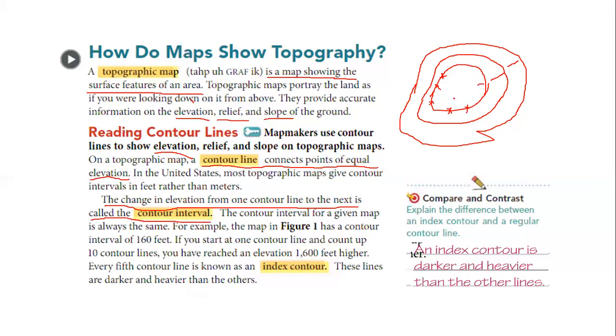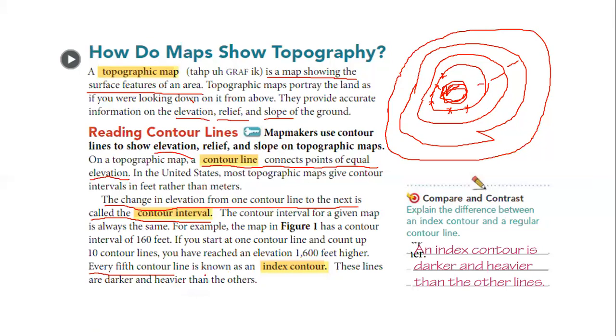As I told you before, the index contour. Here, counting 1, 2, 3, 4, 5, the fifth one is darker and heavier. The darker and heavier one is called the index contour. So every fifth contour line is known as an index contour. And these index contours are darker and heavier than the other regular ones. This is the regular one, and this one, the fifth one, is darker, the index contour.